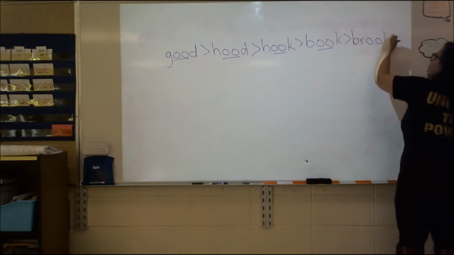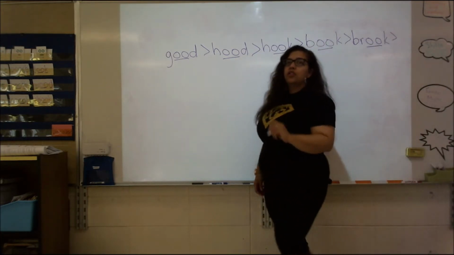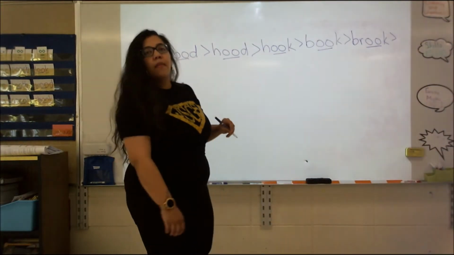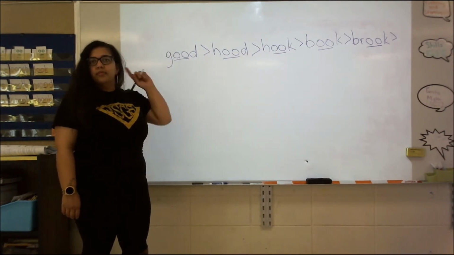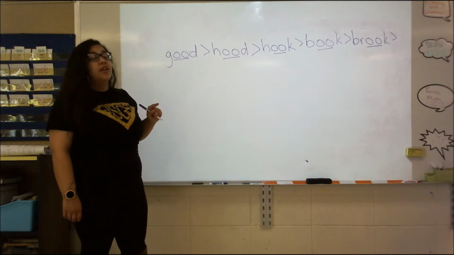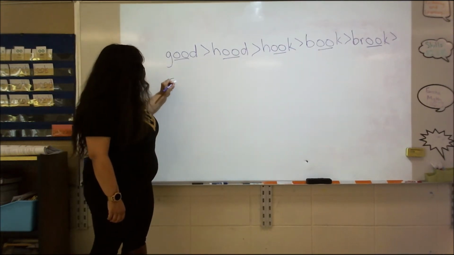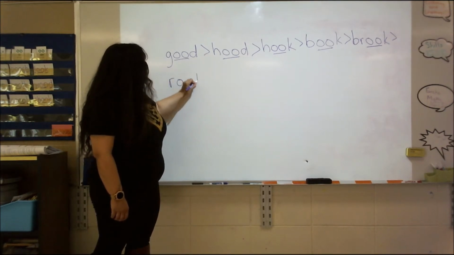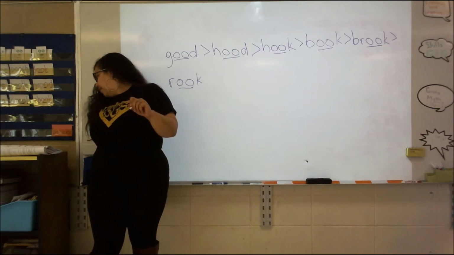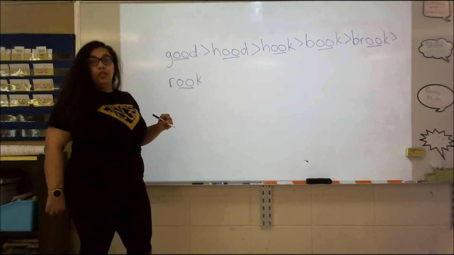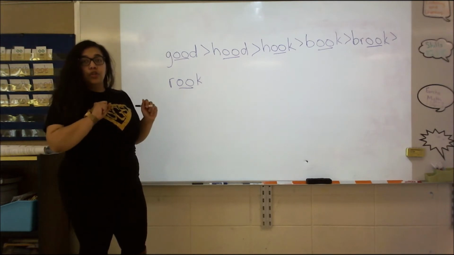From book to brook. Brook. All right? So let's go from brook to rook. From brook to rook. What do you hear? You hear that we dropped the b. Good. From brook to rook. Book to rook. All right. From rook to shook. Rook to shook.